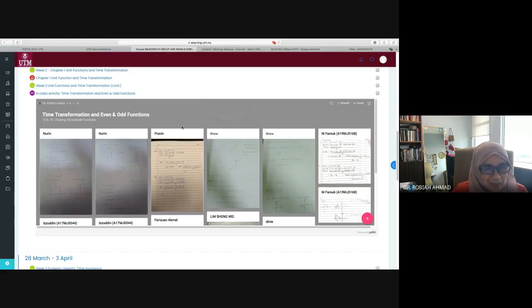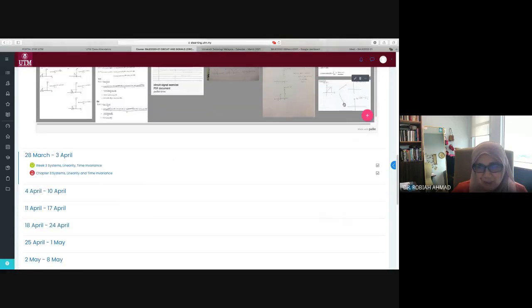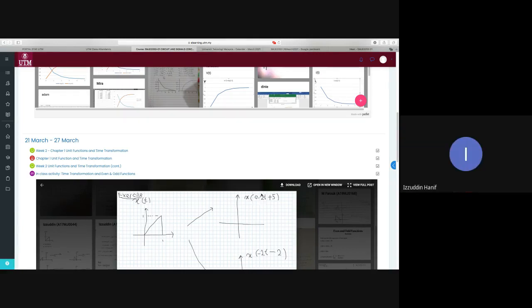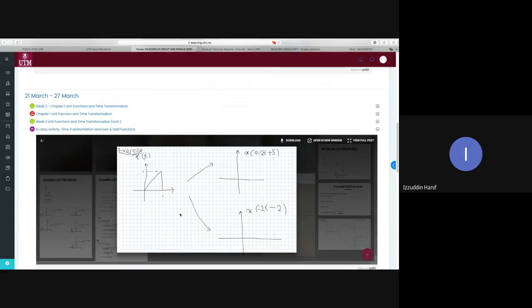Is it okay, yang time transformation? What shall we have for this one? Plus 5 meaning dia move kepada this side, left, betul? And then kita 0.2, maknanya nanti dia akan jadi kembang. So how shall the signal look like? The shape of the figures looks like.